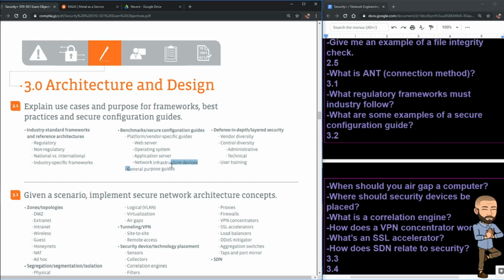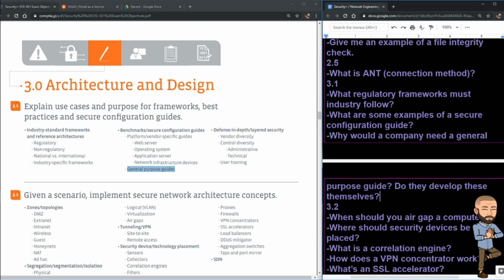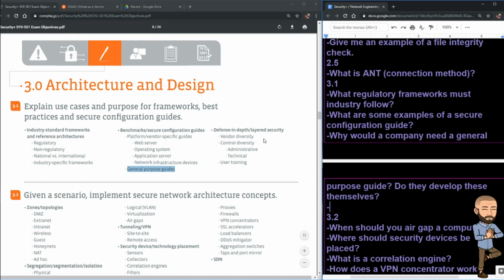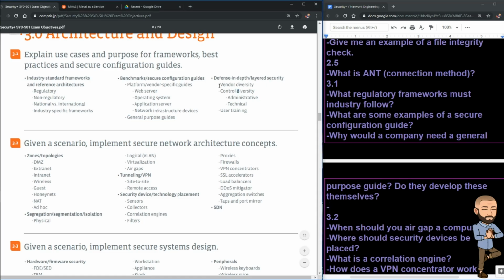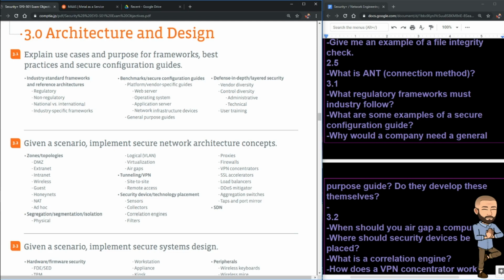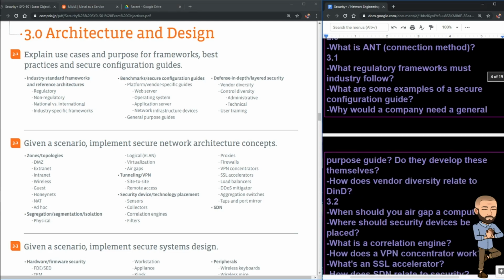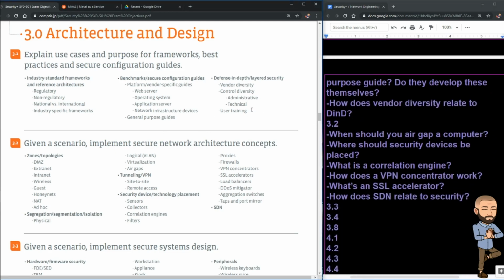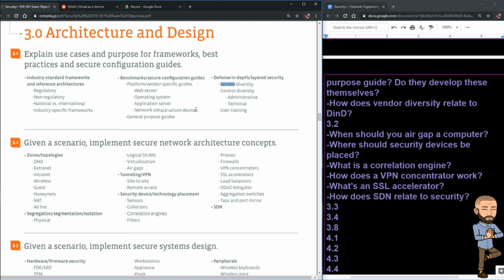There's operating system configuration. I mean, I know you should update operating systems to have the best security. All right, and then down here there are some general purpose guides. So I ask, why would a company need a general purpose guide? Do they develop these themselves? And the last one should be about defense in depth, layered security. So we got vendor diversity, control diversity, so you could have administrative control, technical control. I wonder if that means like automation, even though it's the administrators who might be running certain automations. And then my favorite, user training. So I ask, how does vendor diversity relate to defense in depth? Because I feel pretty good about these other ones. That's the one that's kind of sticking out to me.